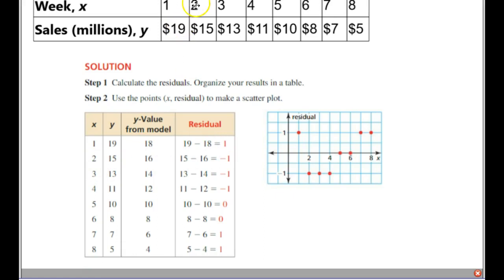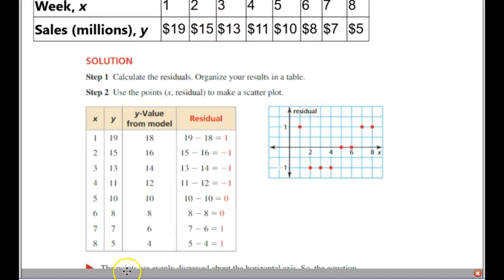Well, let's use my next x value of 2. From my data, I was given a 15, but if I plug 2 into my equation, I end up with 16. So that difference is a negative 1. My next point, 3, I was given a data point of 13, which is right here. But if I plug it in, I get a 14, so that difference is a negative 1. And I can just keep doing that as well.